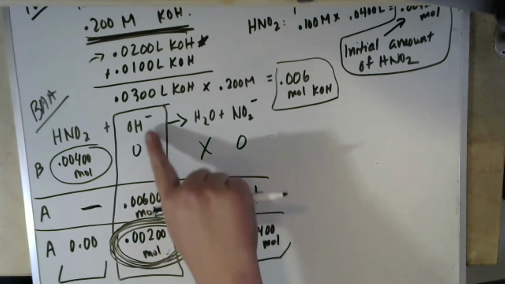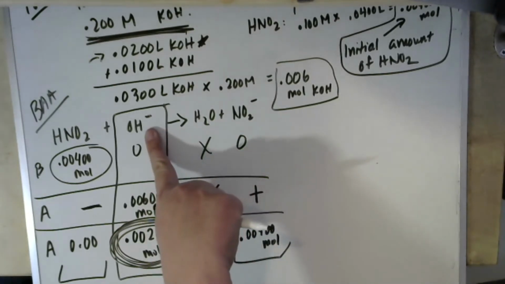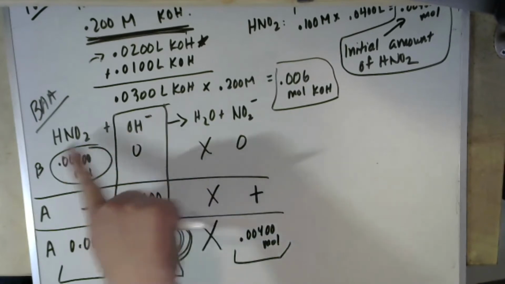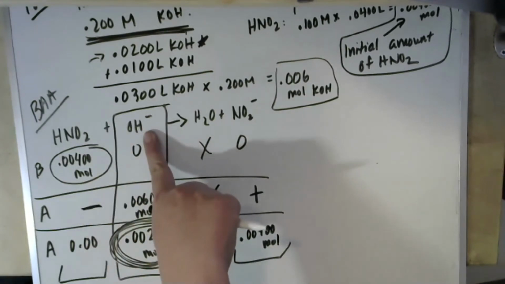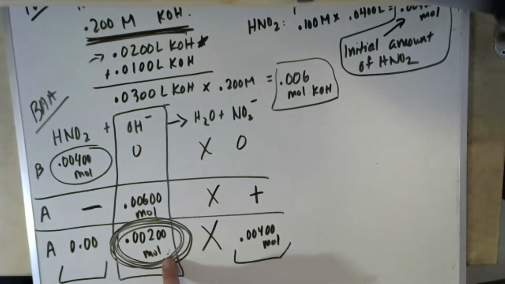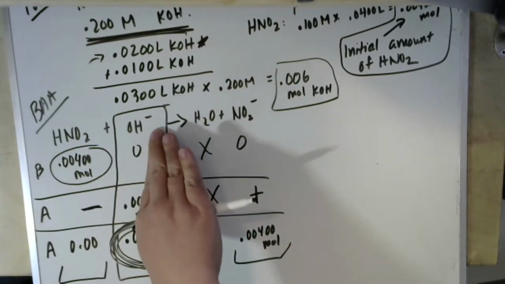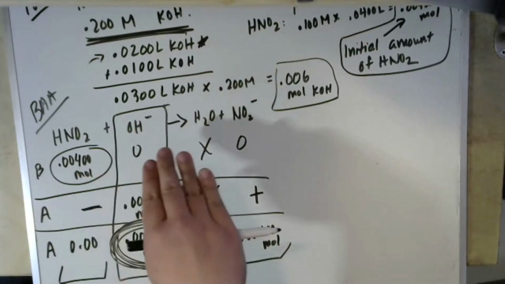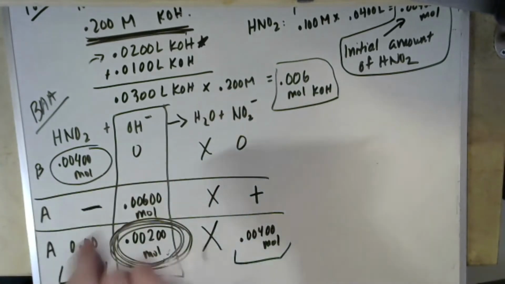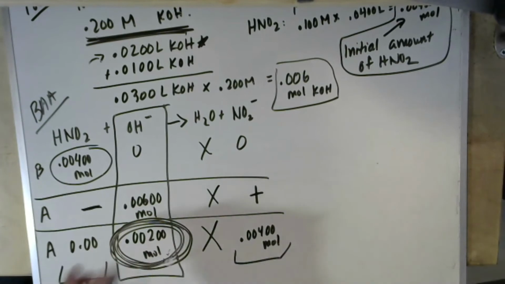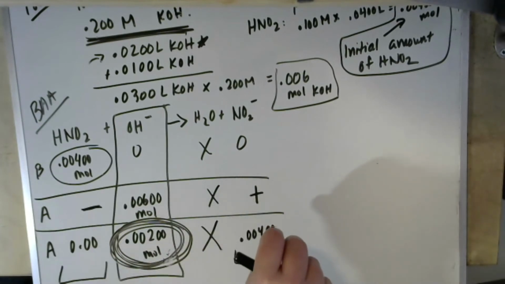Okay? So when you have leftover strong base in a weak acid, strong base titration, that leftover strong base is going to determine the pH. If this were a weak base, strong acid titration and you had leftover strong acid, that leftover strong acid would be the determining factor for your pH calculation.